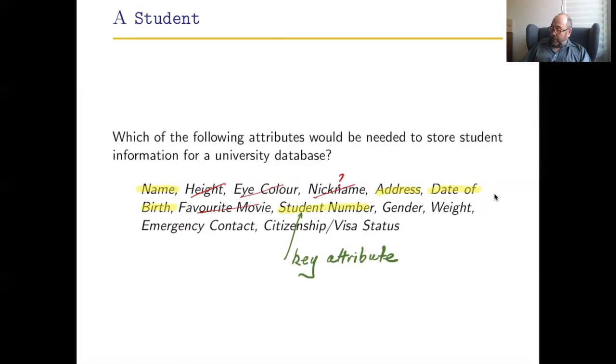Gender, we do store it, not clear why. Weight, we don't store weight. Emergency contact, yes, everyone in the university database does have an emergency contact. Citizenship and visa status, well, we do need those because different rules apply to the university depending on a student's citizenship and visa status. So the database designer will consider the entire class of real life objects, the entire collection of students, if you like, and will then think of the properties that are relevant to the application being built.